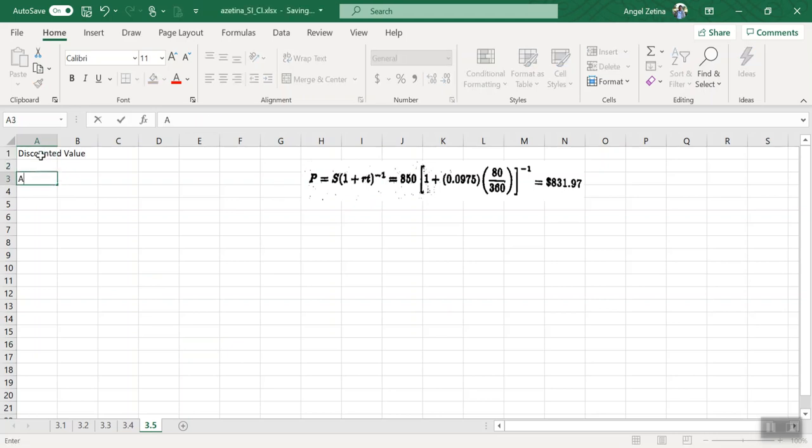So we need to know the accumulated value, the rate, and time. So let's enter that information. The accumulated value will be $850. The rate is 9 3/4%, so that will be 0.0975, and the time is for 80 days.